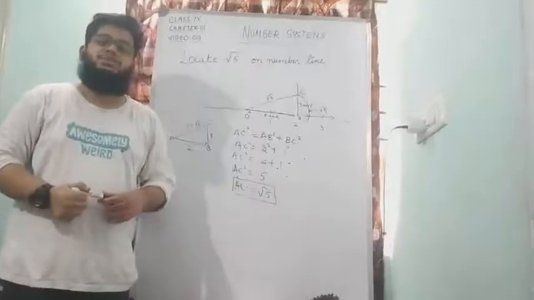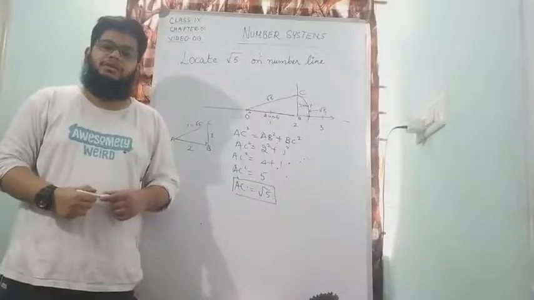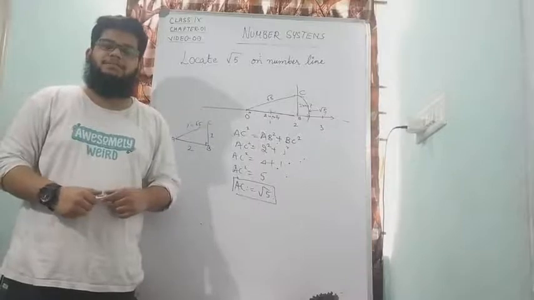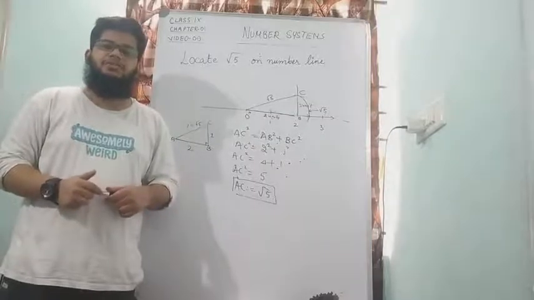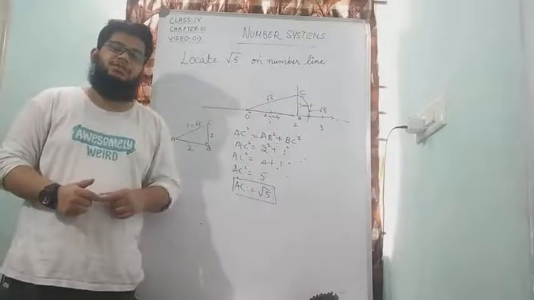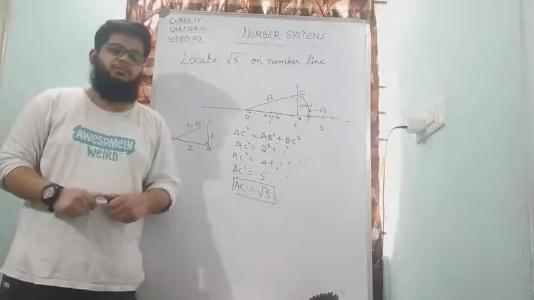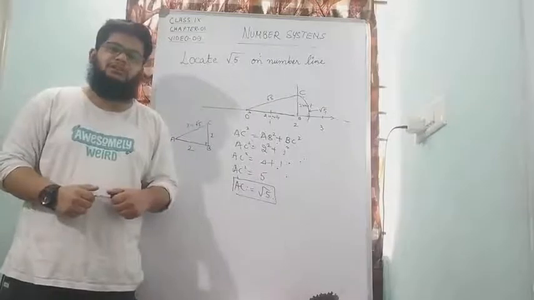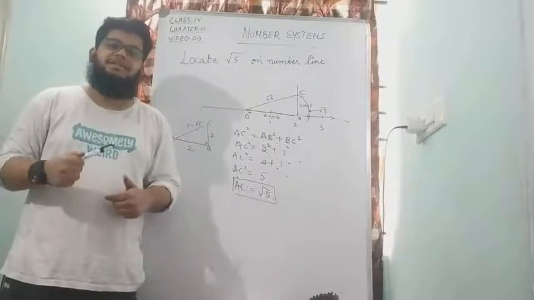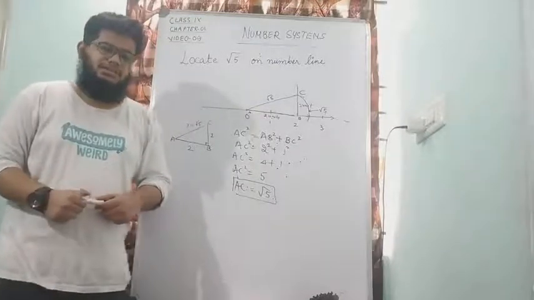This is how we construct root 5 or locate root 5 on the number line. Please do practice this, and after you have practiced, you can click the pictures of this and send it to me on the Google Classroom app. We have one more question remaining in exercise number 1.2, which will cover and finish off with irrational numbers, so that we can start with a new topic in the next class.